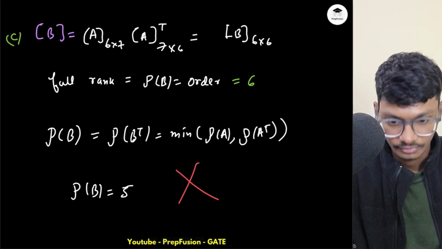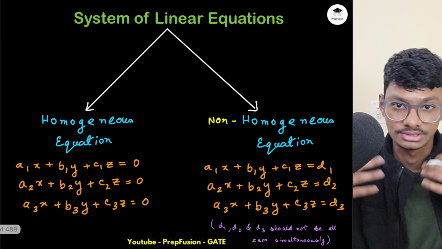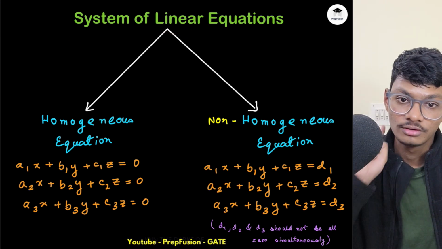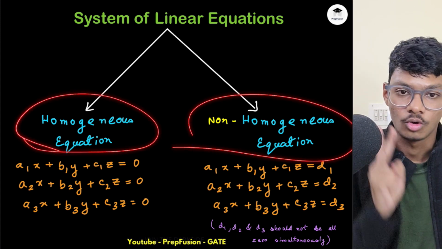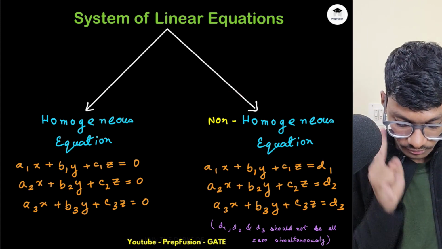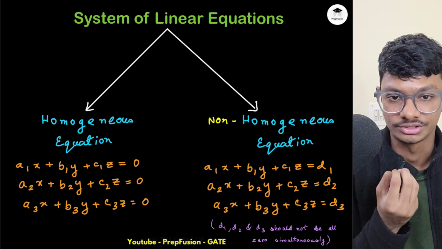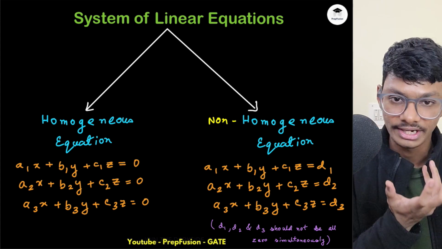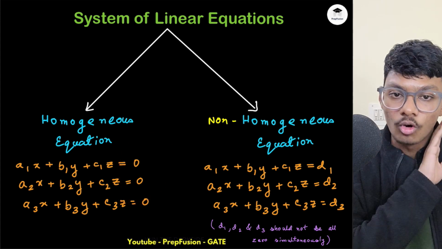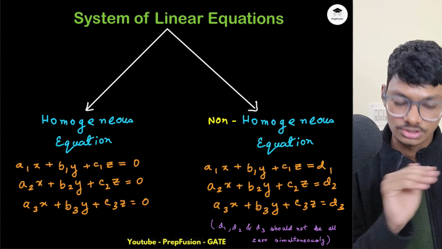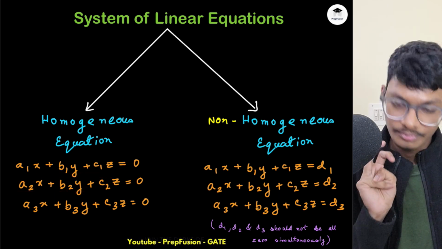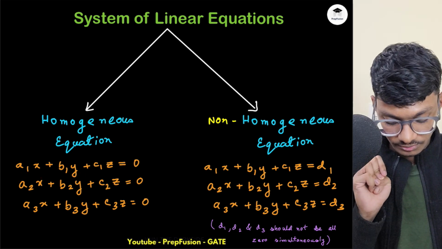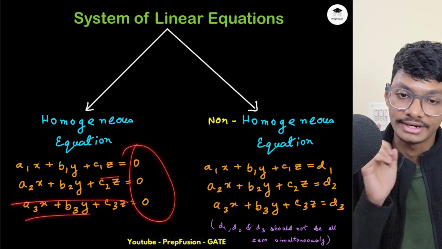Okay, so let's start with this main topic, basically the system of linear equations. So here I have two equations. One is a homogeneous equation, one is a non-homogeneous equation. What does homogeneous equation mean? It means the right hand side, the constant part, is always 0. Homogeneous means all terms have the same power. So for a1 x plus b1 y plus c1 z, in all these three equations, the right hand side will be 0.